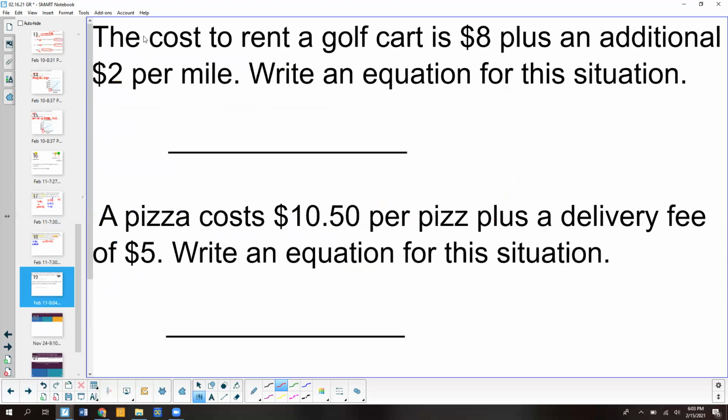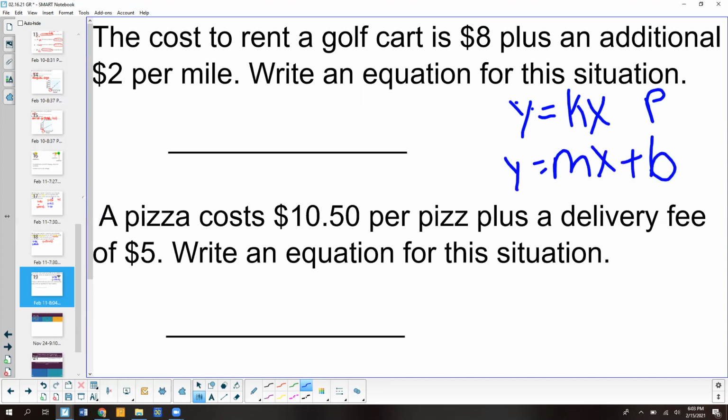The cost to rent a golf cart is $8 plus an additional $2 per mile. Write an equation for this situation. We want to start getting in the habit of figuring out how we can write these equations and how we can think about this in a real world situation. Remember, our two options are y equals kx, which would be a proportional situation, or y equals mx plus b, which would be a non-proportional situation. Let's highlight our important information: $8 plus an additional $2 per mile.